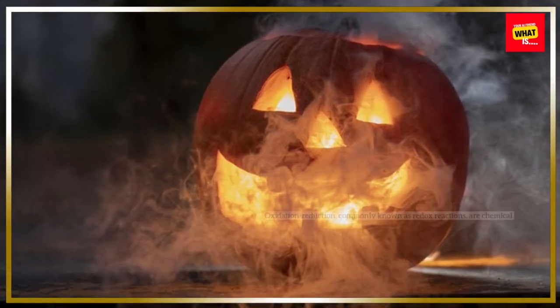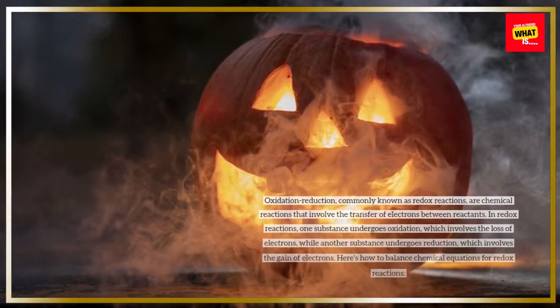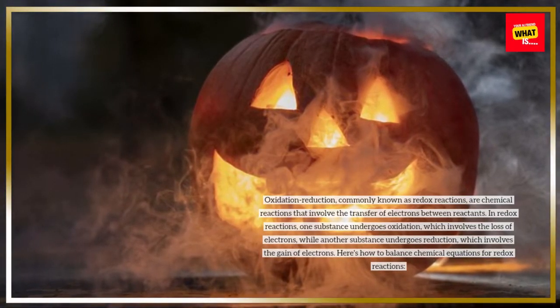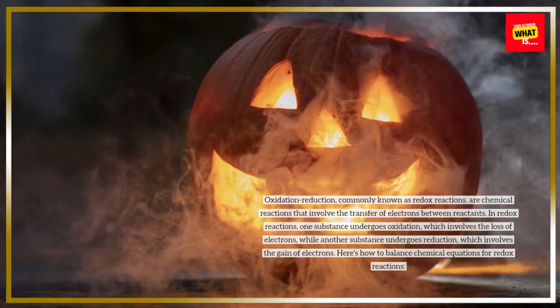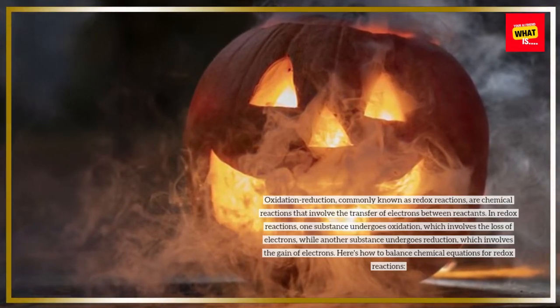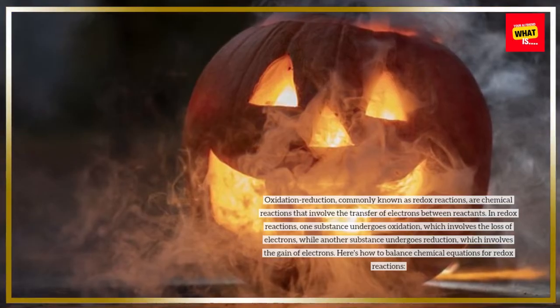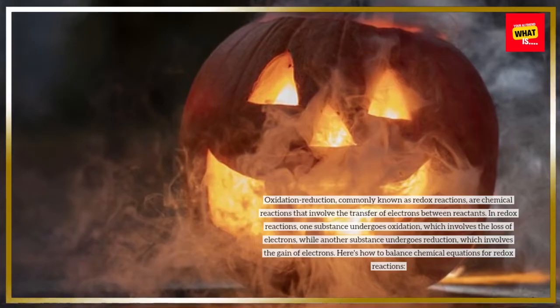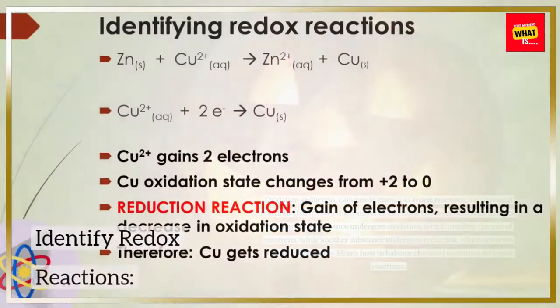Oxidation-reduction, commonly known as redox reactions, are chemical reactions that involve the transfer of electrons between reactants. In redox reactions, one substance undergoes oxidation, which involves the loss of electrons, while another substance undergoes reduction, which involves the gain of electrons. Here's how to balance chemical equations for redox reactions.